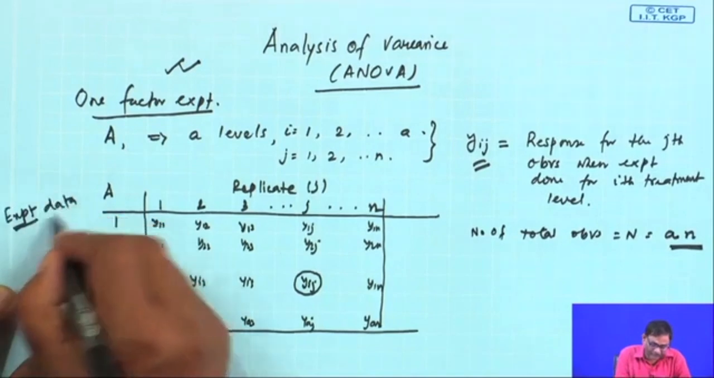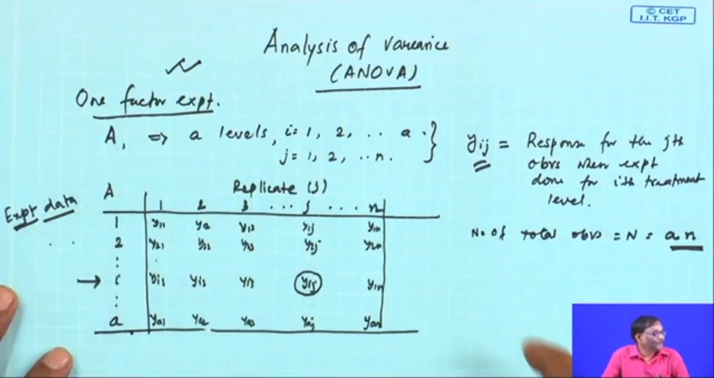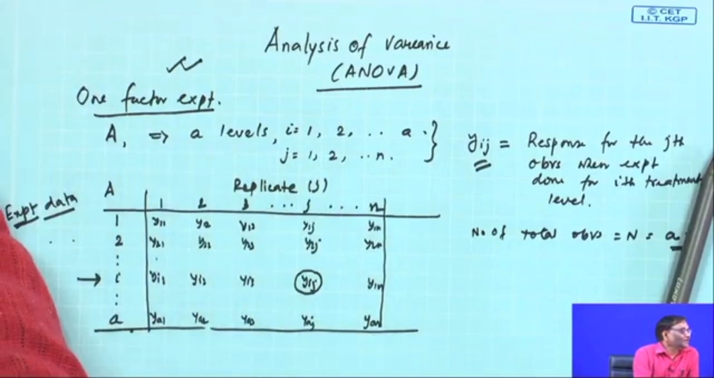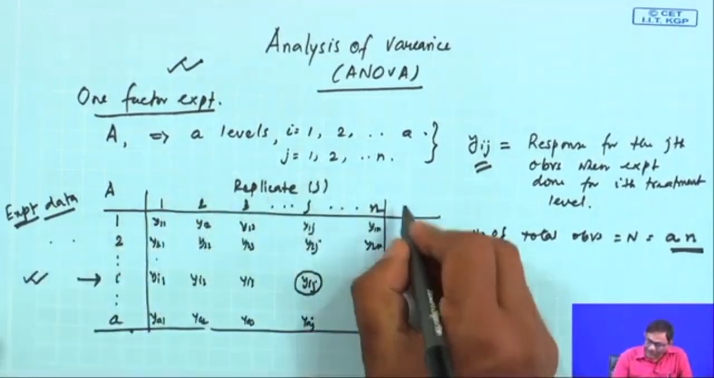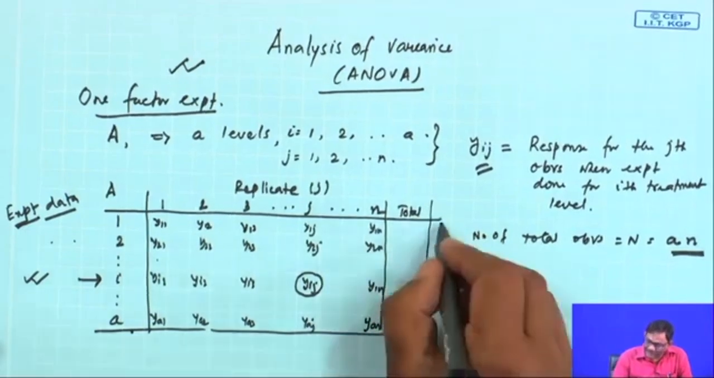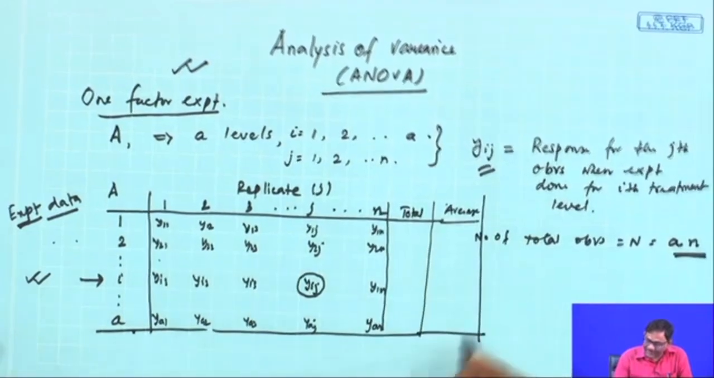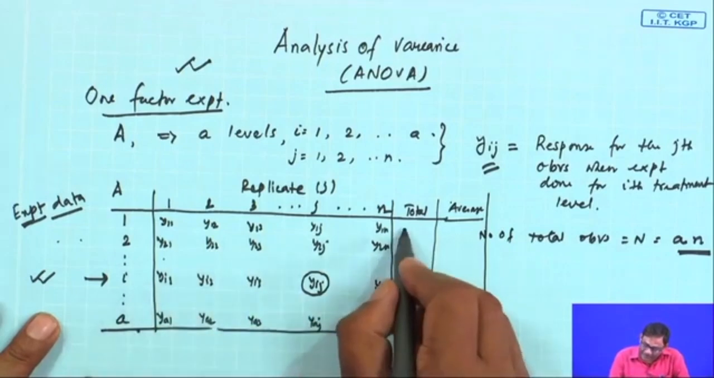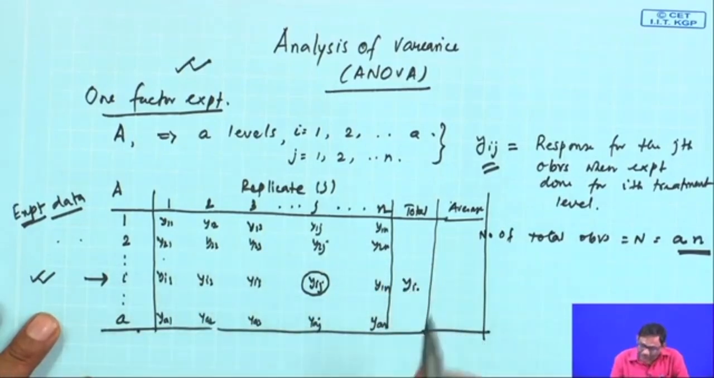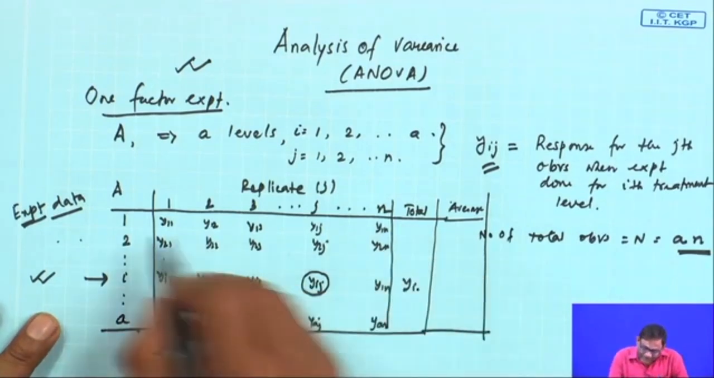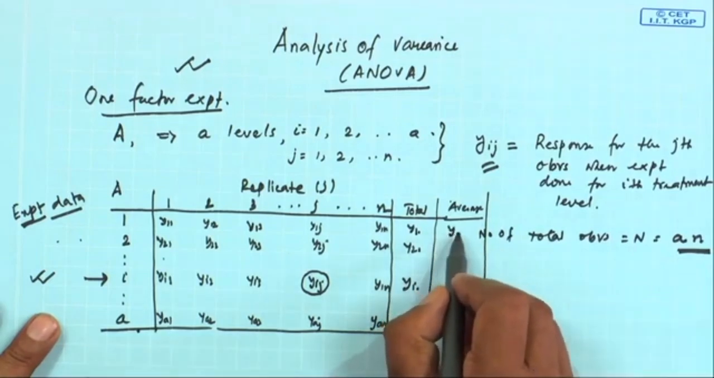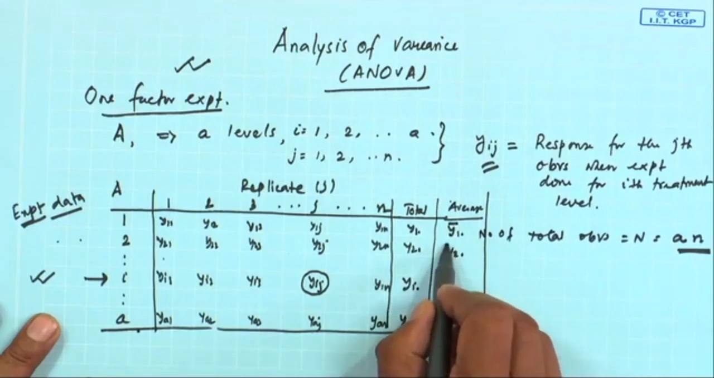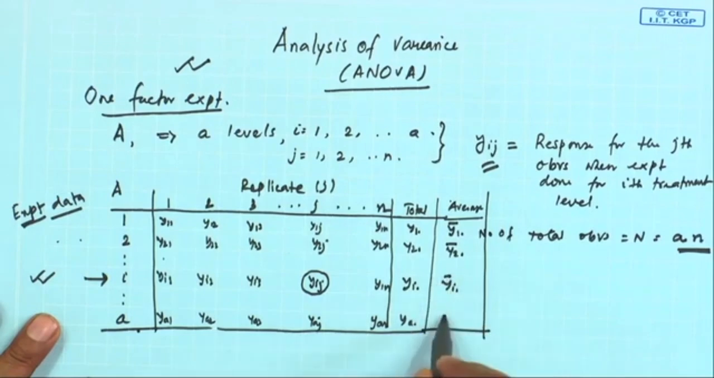Now, one factor experimental data. Let us see the slides. This is the data representation for one factor experiment. You may be interested in the total here, and in the average across each level here. By total, I mean the ith total, which you can write as yi dot. So the first row total is y1 dot, y2 dot, and here ya dot. If you want the average, then you write y1 dot average, y2 dot average, yi dot average, ya dot average.